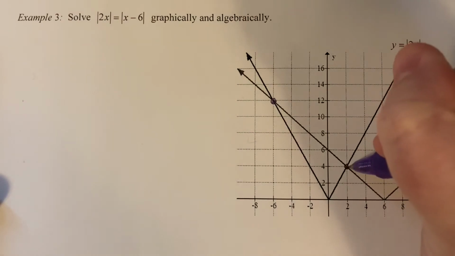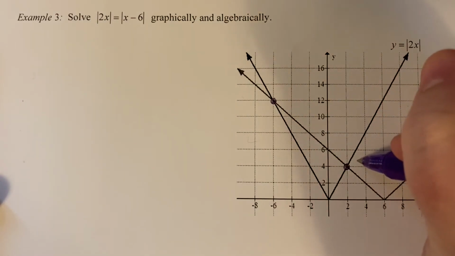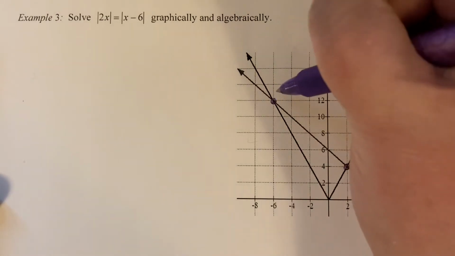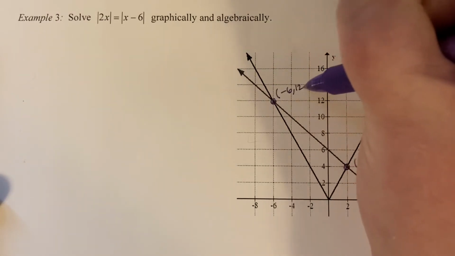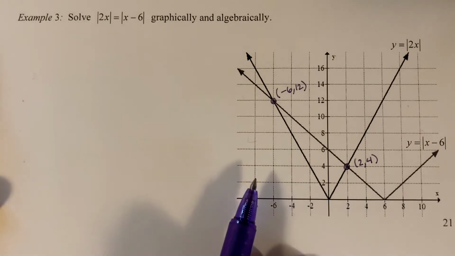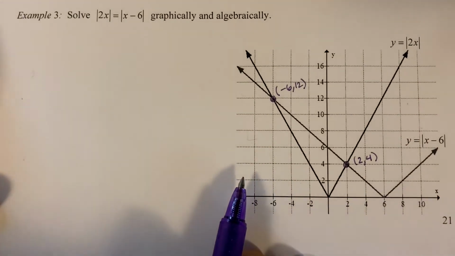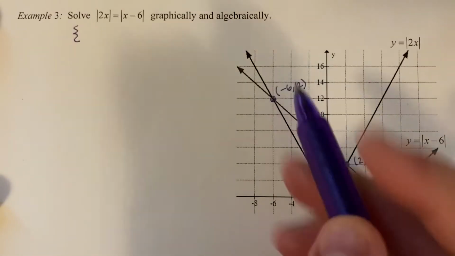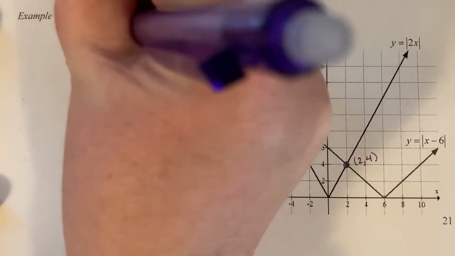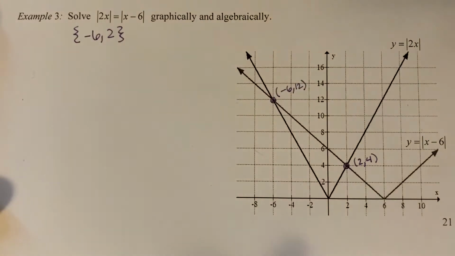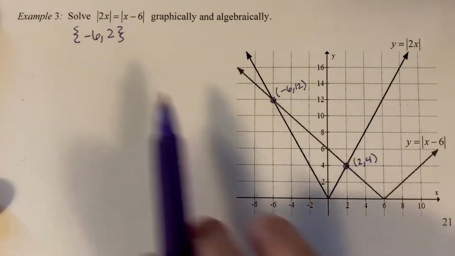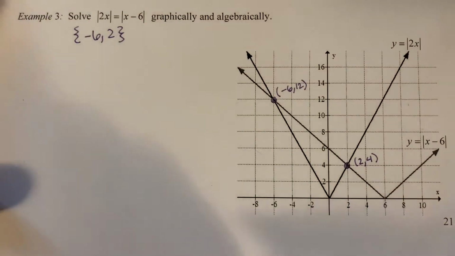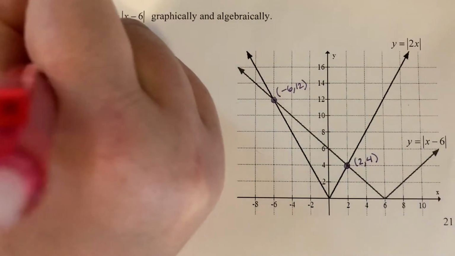So it's here and here. So the 2 points, we got 2, 4, and then negative 6, 12. But the solutions are just the x values. So graphically, the solutions are negative 6 and positive 2. And if we plugged those in, let's check. Yeah, it's a good way to sort of see what these y values are doing.